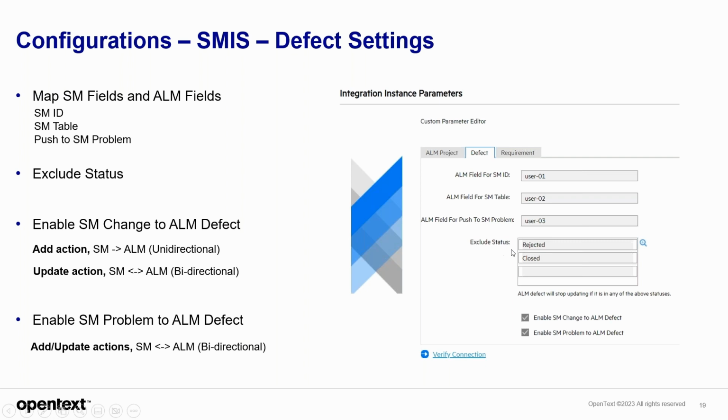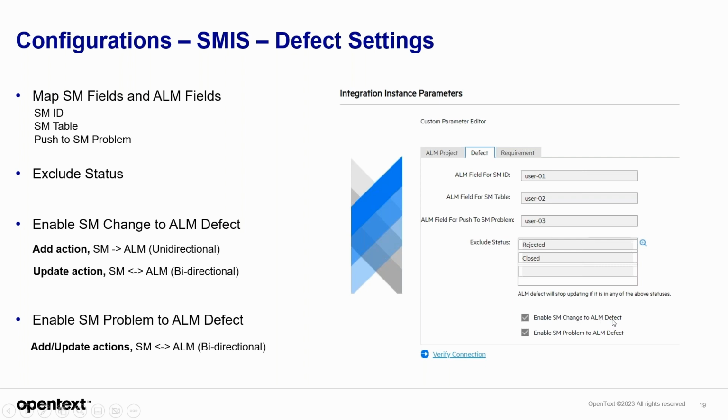And the exclude status means the ALM defect will stop updating if it's in any of the above statuses. Actually, if you wouldn't like to synchronize the SM update information to an ALM defect with a certain status, for example, rejected or closed defects, you can specify the status here. Then the updates will be stopped.